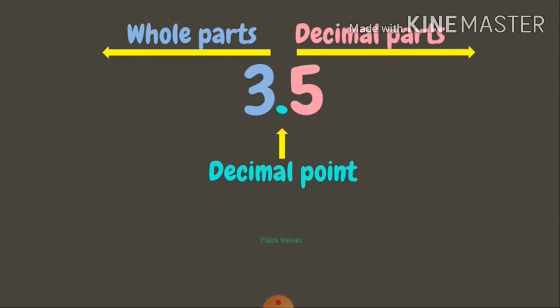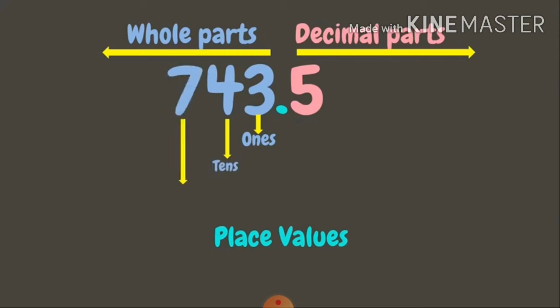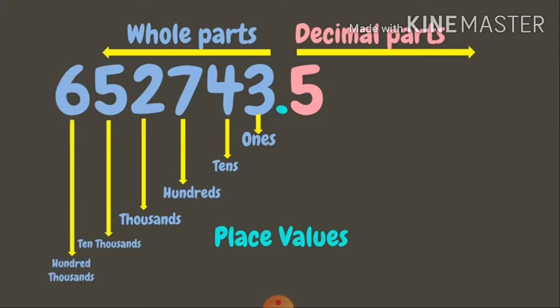Now let's have a review of the place values. As we all know, whole numbers have place values. The place value of 3 is ones. If we add another number, the place value is tens, hundreds, thousands, 10,000s, 100,000s, million, and so on. Decimal parts have place values as well.